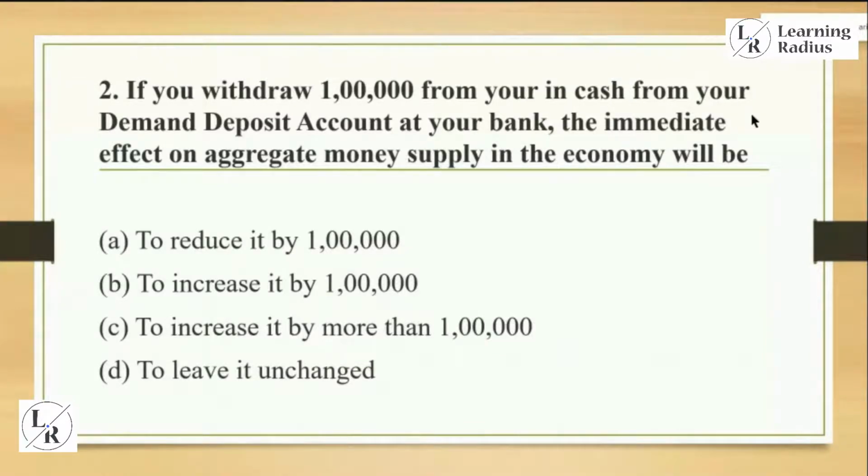If you withdraw 1 lakh in cash from your demand deposit account at your bank, the immediate effect on aggregate money supply in the economy will be to leave it unchanged. Obviously, because M won't change. It is practical application. From these two questions, understand one thing. I selected these two questions. You will get 3 to 4 questions maximum at this level, where you have to think about what its application in the economy is.